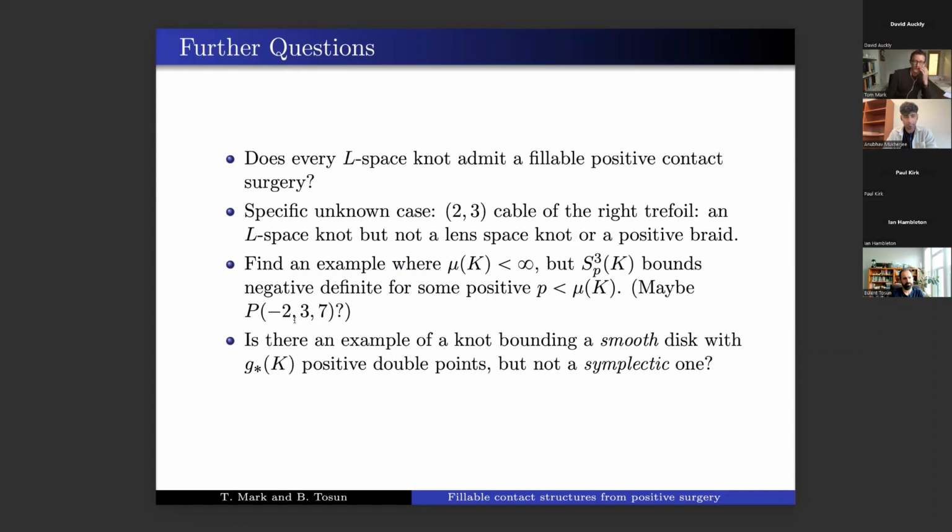And there's also the fact that up to 10 crossings, at least, it was enough to know this class number constraint if you were going to obstruct fillable positive surgery. Everybody that satisfied that constraint had a fillable surgery. So presumably that's not sufficient. If you know that you bound some smooth disk, even with only positive double points and g-star many of them, presumably, and you maybe know you're quasi-positive, presumably that's still not enough to say that you have a symplectic disk with only positive double points, but we haven't got an example of that yet.